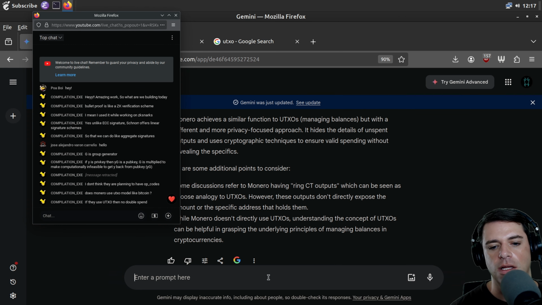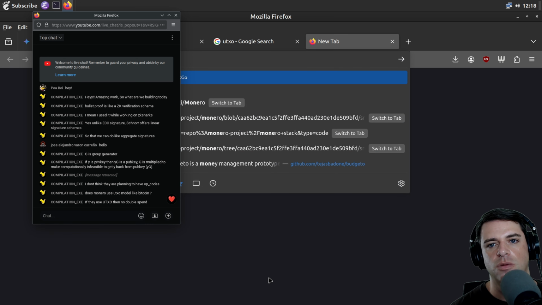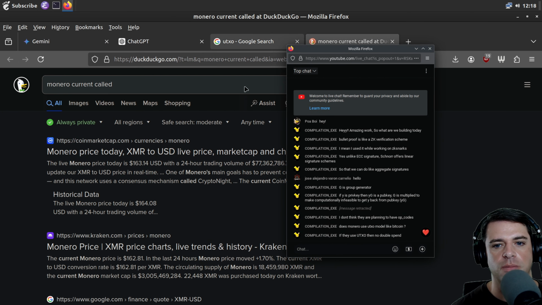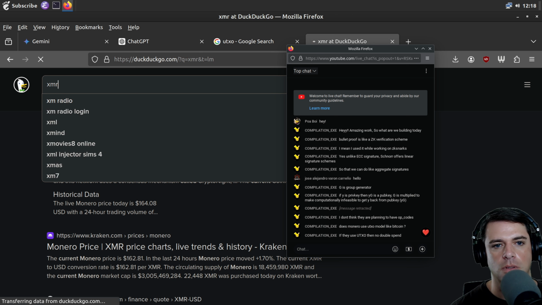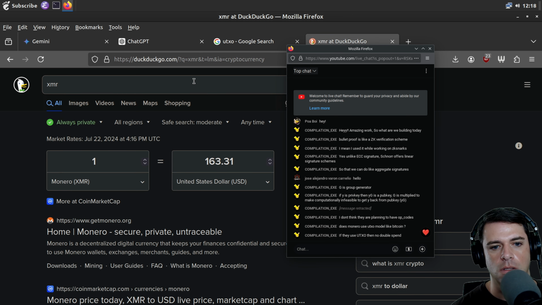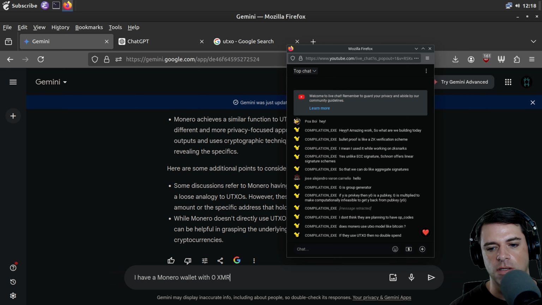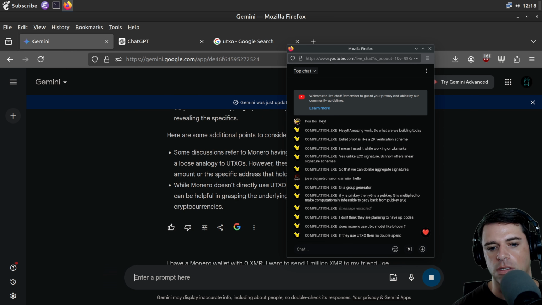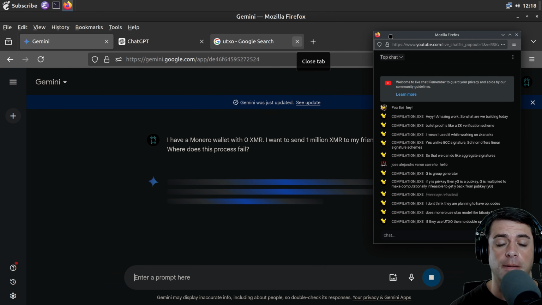Okay, so I have a Monero wallet with 0. What's the Monero currency called? Is it XT something? XMR? With 0 XMR, I want to send 1 million XMR to my friend Joe. Where does this process fail? Or does it succeed?